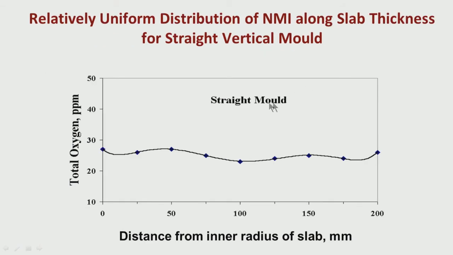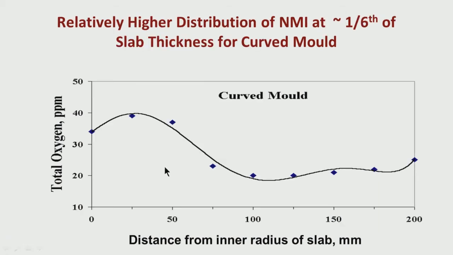Unlike a situation for a straight mold, it is more or less uniform, there is hardly much of a difference. Whatever difference is there may be an experimental error, but here you find it cannot be an experimental error. It is around say almost 35, 40, and here it is around 20, maximum 25. So, this cannot be an experimental error.